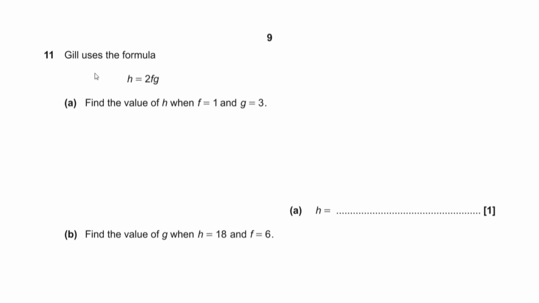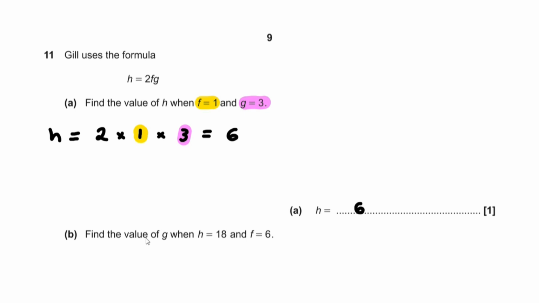Question number 11. Jill uses the formula h equals 2fg. We have to find the value of h when f is 1 and g is 3. So we have f is 1 and g is 3. So we have h equals 2 times by f, which is 1, multiplied by g, which is 3. And if I work out what this is equal to, I get 6.